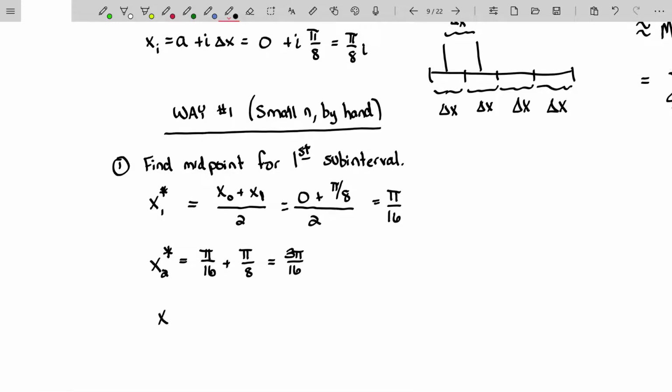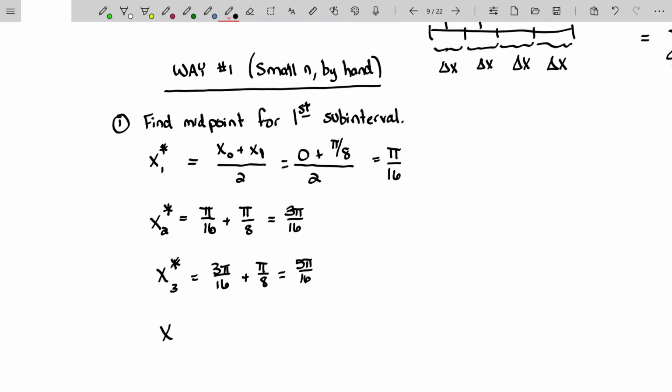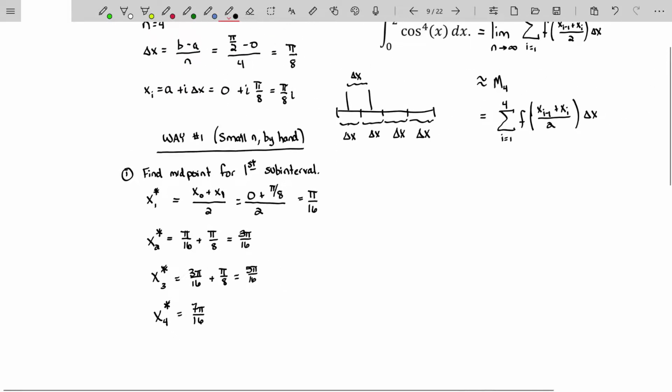And then I can get to the next midpoint, x sub 3 star, by adding to that 3 pi over 16 another step size of pi over 8, which again is 2 pi over 16, which means you'll have 5 pi over 16. So this is a nice way of doing it. And then the fourth and final step, because we only have 4 slices, is just going to be 7 pi over 16, again, because you're adding 2 pi over 16 because of the step size. So that's an easy way to do it if your n is small and you're doing everything by hand.